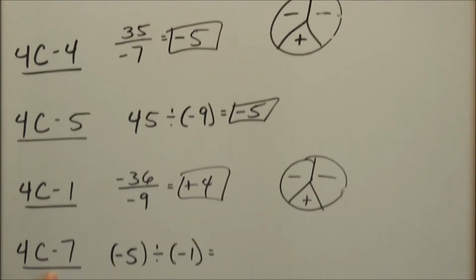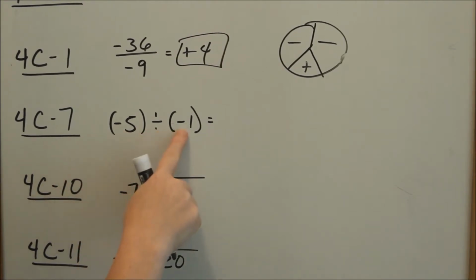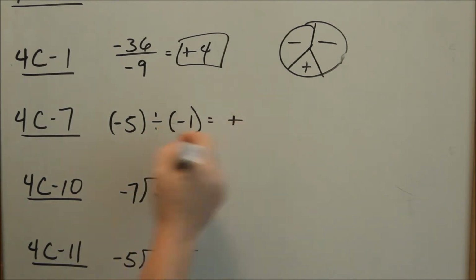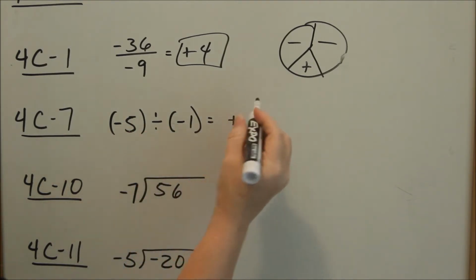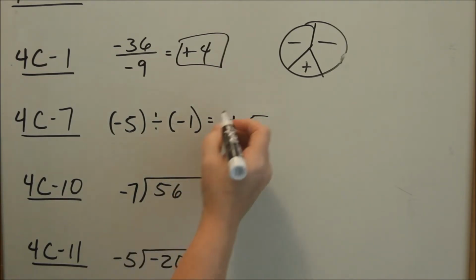Look at 4C number 7, horizontally. A negative divided by a negative. Negative 5 divided by negative 1. A negative divided by a negative is a positive. 5 divided by 1 is itself, 5. Any number divided by 1 is itself.